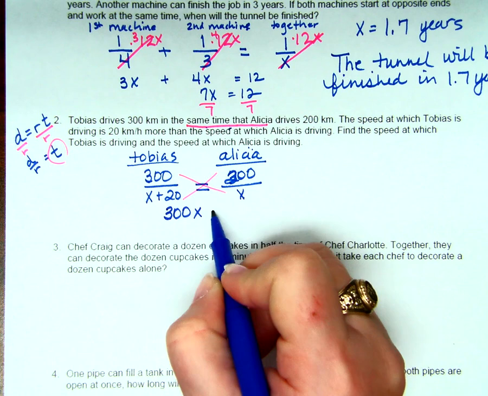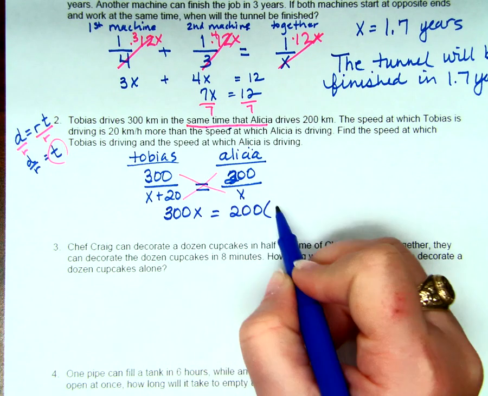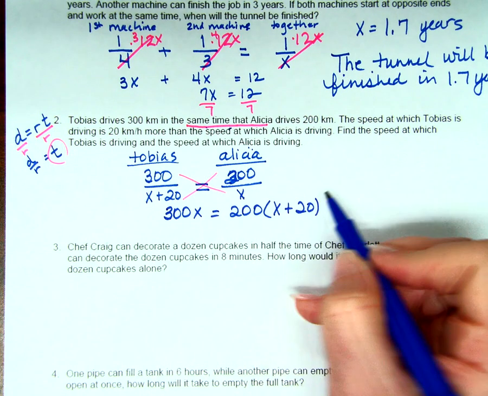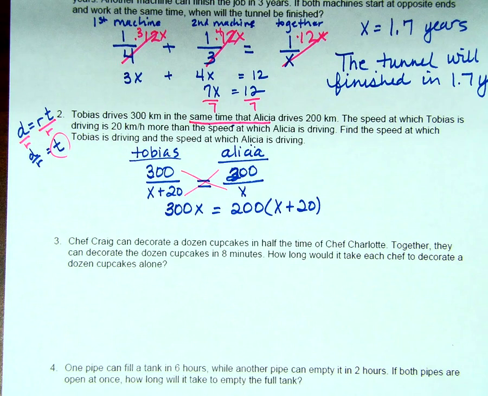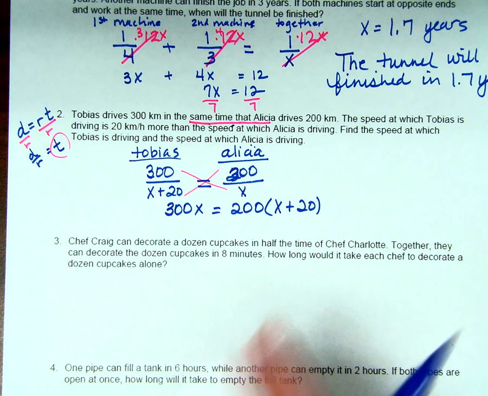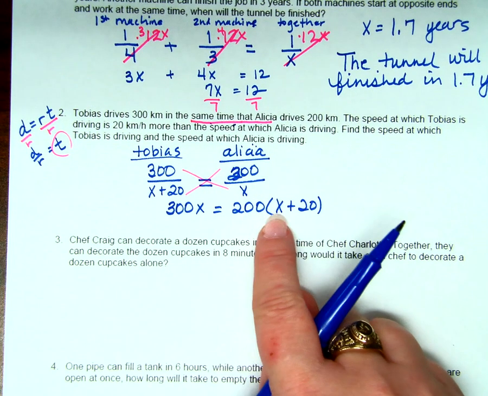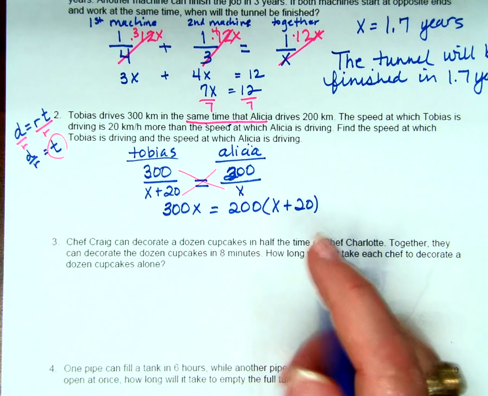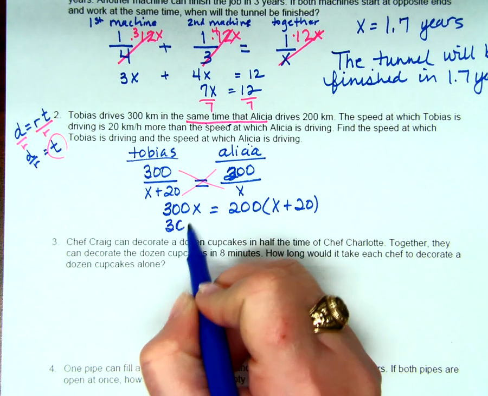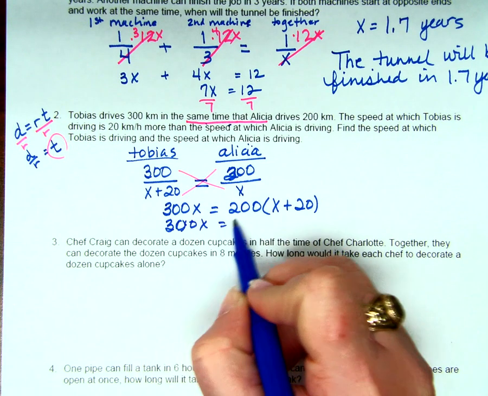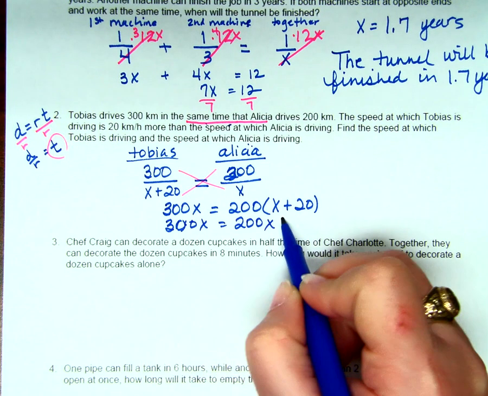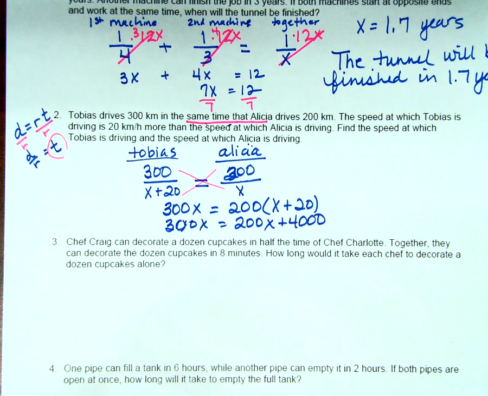300x equals 200 times x plus 20. Now, just like last week when we talked about this, I know that this is a step that some of you can skip. Some of you can go straight to 300x equals 200x plus 4,000. I'm not going to skip it when I'm giving you notes right now because I don't want to lose anybody. Is that fair?